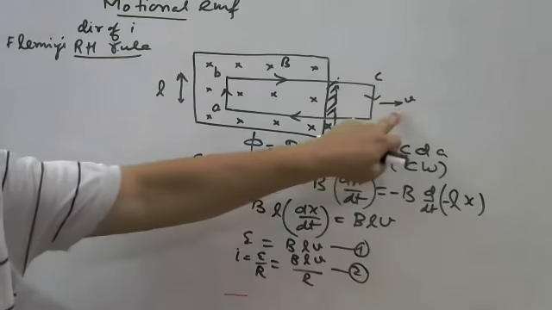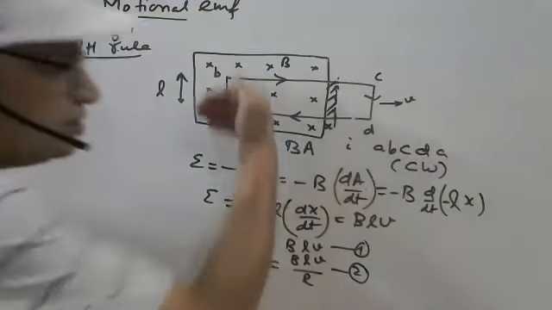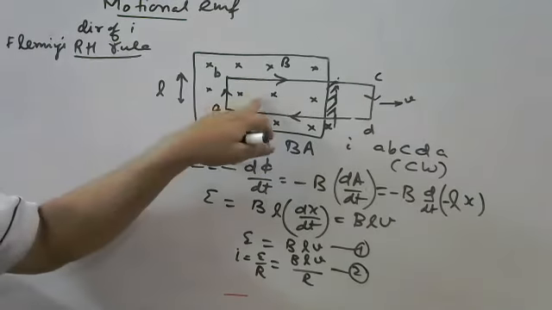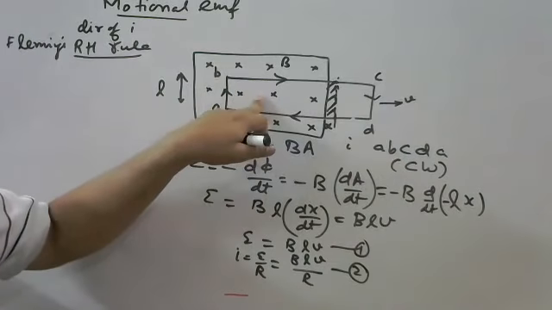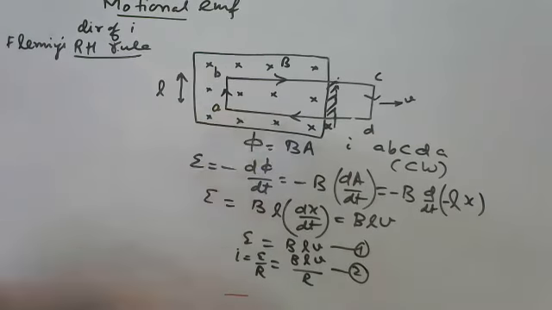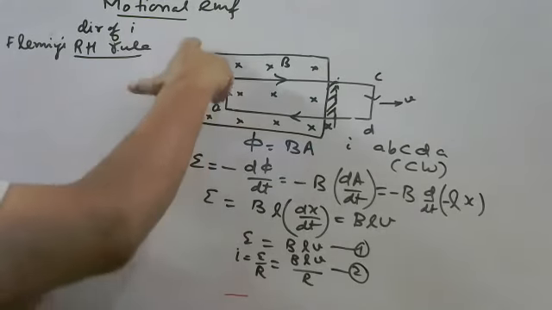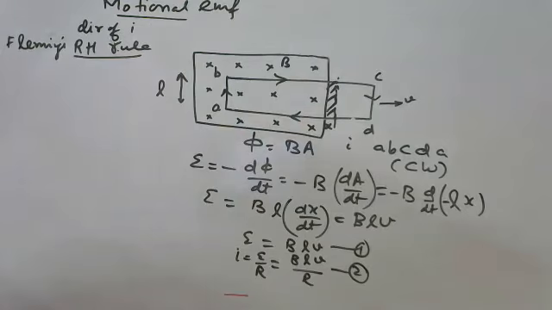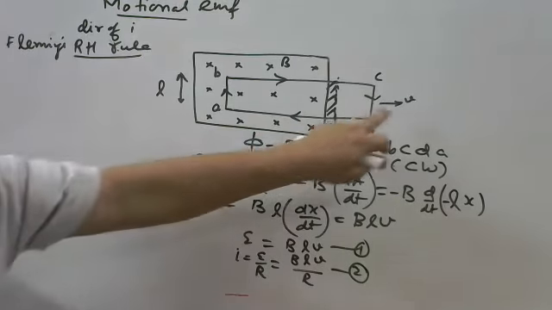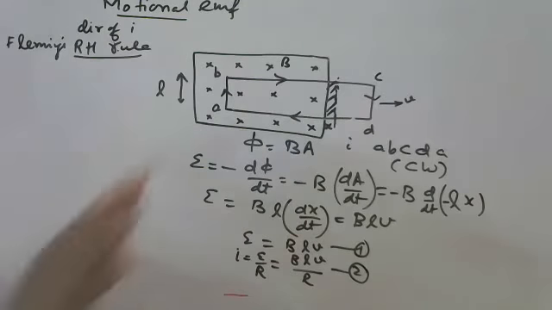Suppose you change the direction of this velocity, so the motion is inward, coming inside. More and more flux linkage will be there; the effective area is increasing. So now the magnetic field is this, the motion is this, and the direction of current is BADC. BADC means anti-clockwise. Either you change the direction of velocity or you change the direction of magnetic field, you will get the reversal.